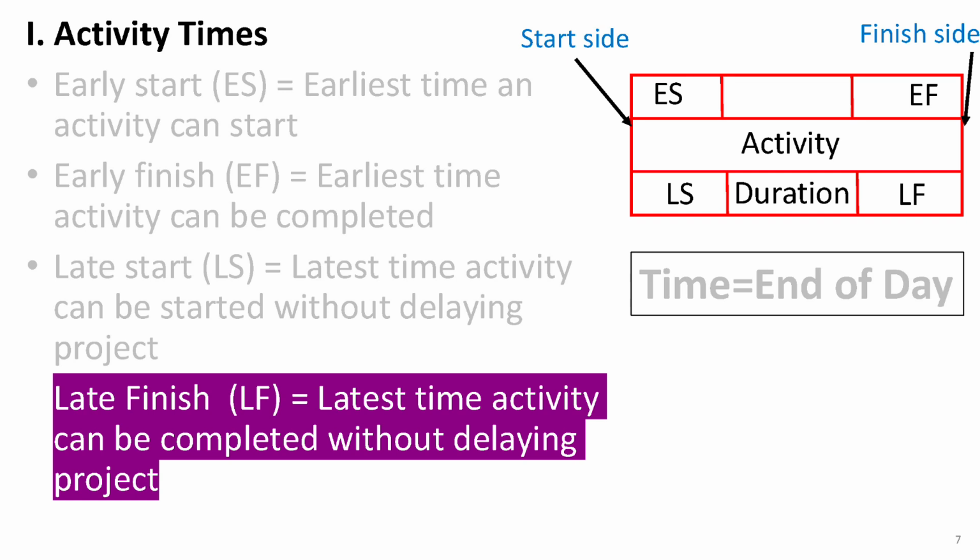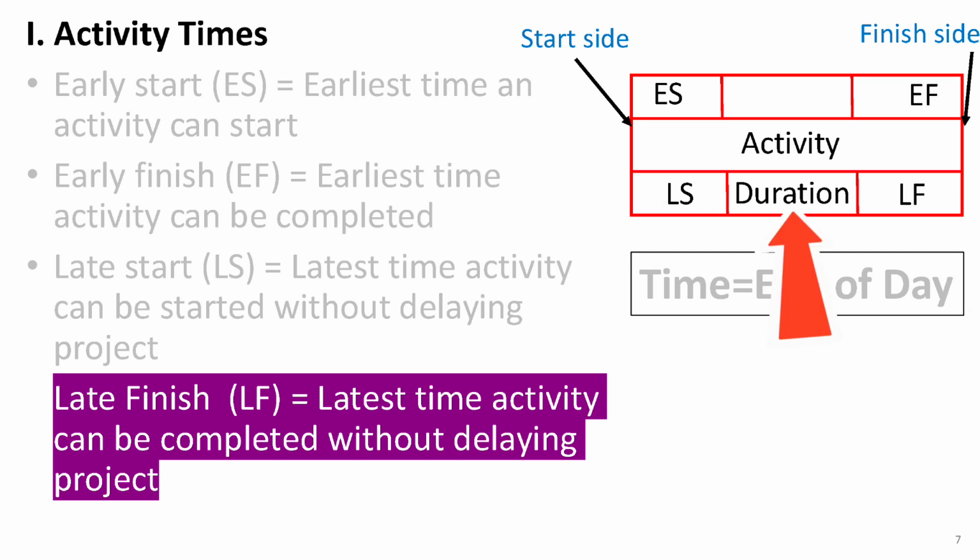Now, here's how you should organize the activity times in the activity node. The activity box is divided into several sections. The activity name is placed in the center of the box. Early start, ES, goes in the top left corner, and early finish, EF, goes in the top right corner. Late start, LS, is placed in the lower left corner, and late finish, LF, in the lower right corner.